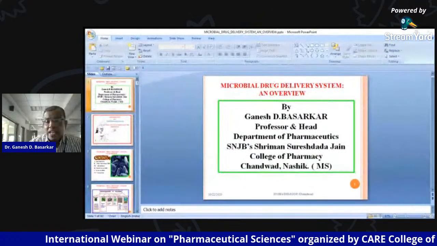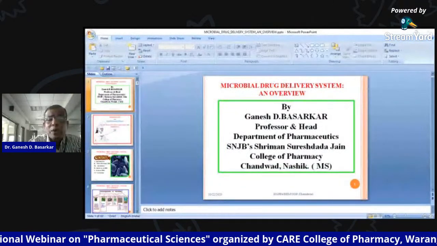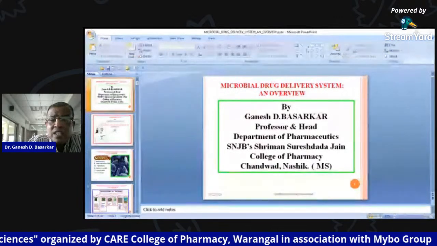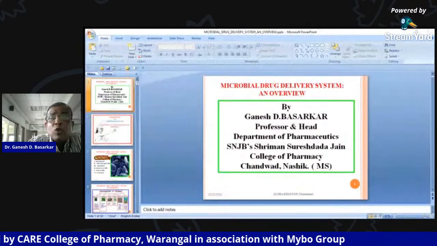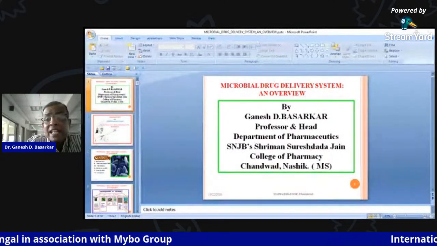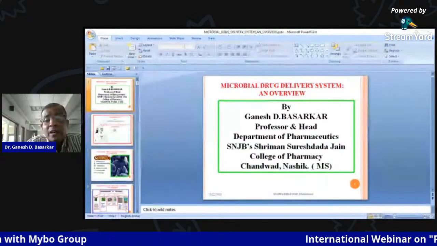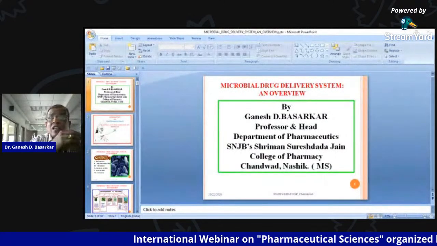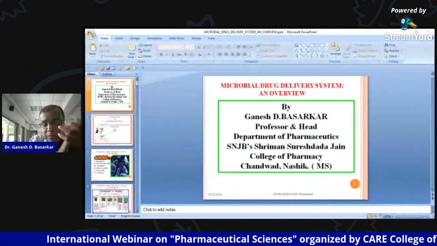Now, why this, when there are so many conventional drug delivery systems available? It is always to be kept in mind why these microbial drug delivery systems are there. There are certain characteristics of certain bacteria which make them the next generation vectors, the vehicles for drug delivery systems.